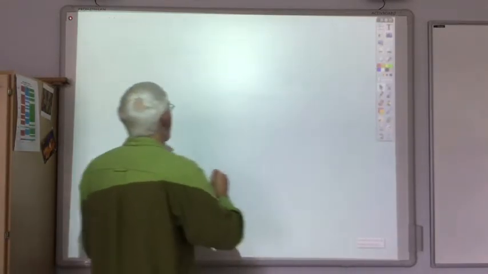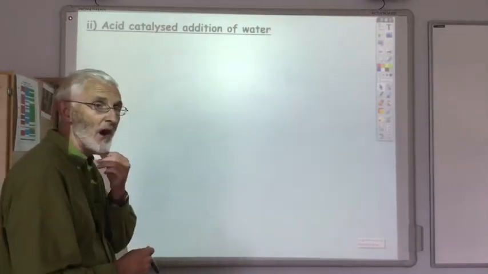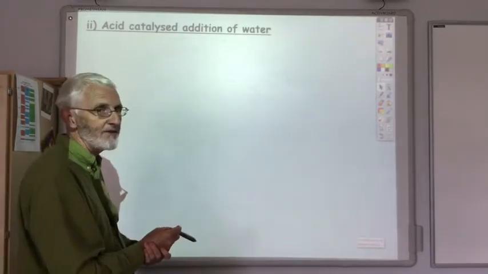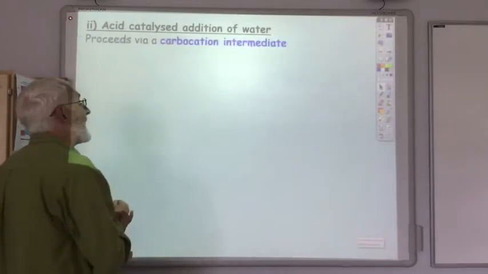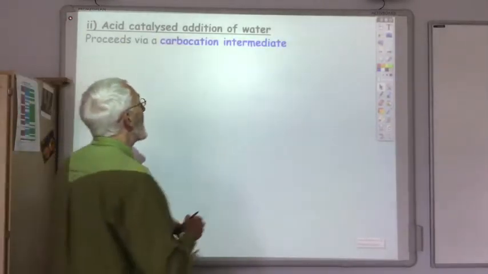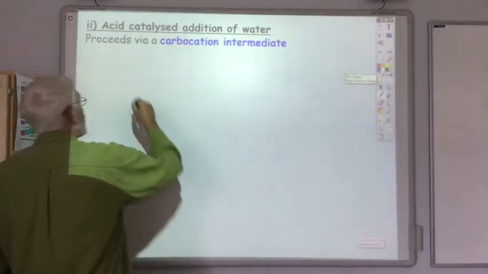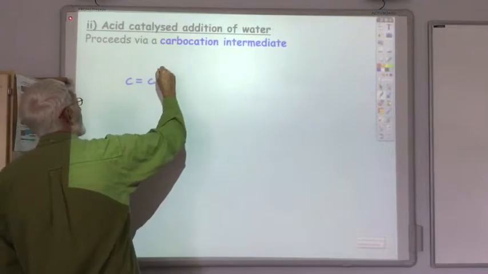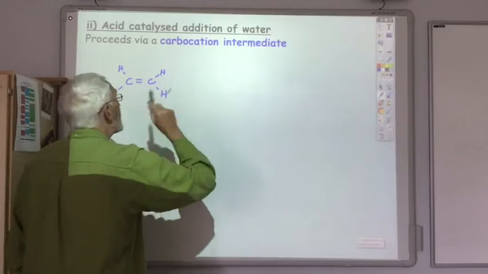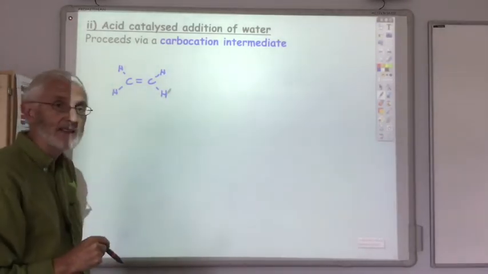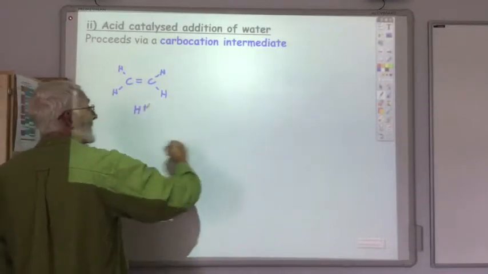Okay, let's move on now to the acid catalyzed addition of water, which really is very, very similar to the mechanism for the addition of hydrogen halides. And it proceeds via a carbocation intermediate, just like the hydrogen halides. Now it says that the reaction is acid catalyzed and you need H plus ions to kick off the reaction.